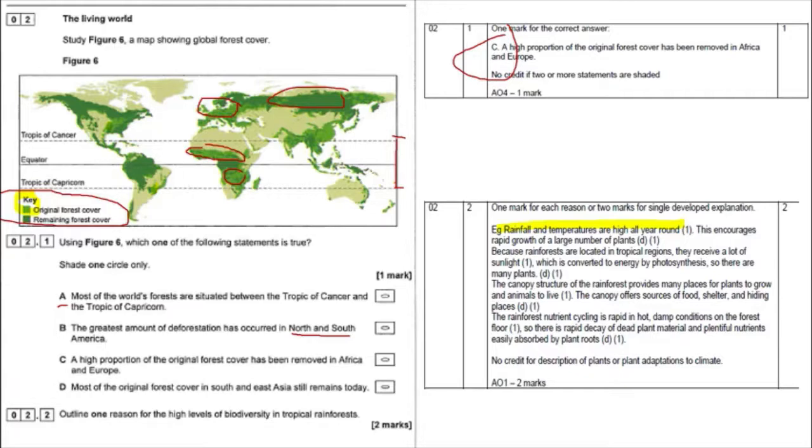Now, it's a 2-mark question, so again, you need to make sure you've explained it. So you need a "this means that." The easiest thing to say is this means that a large number of plants can grow, or can grow rapidly. Or you could talk about the fact they're on the equator, so they get lots of sunlight, which means it's perfect for plants to photosynthesize. That would get you the 2nd mark. So they would be the 2 things I would do. You can look down here and you can see there are other things that you can include, but they're the easy, obvious ones.